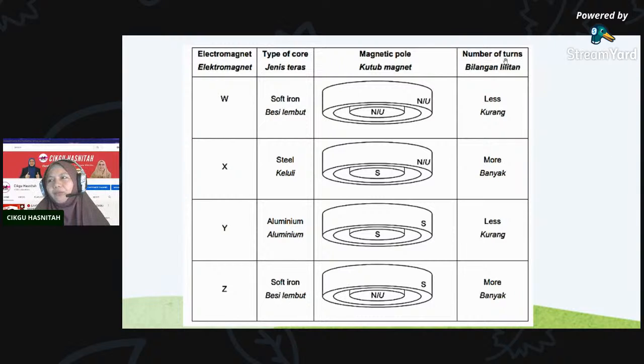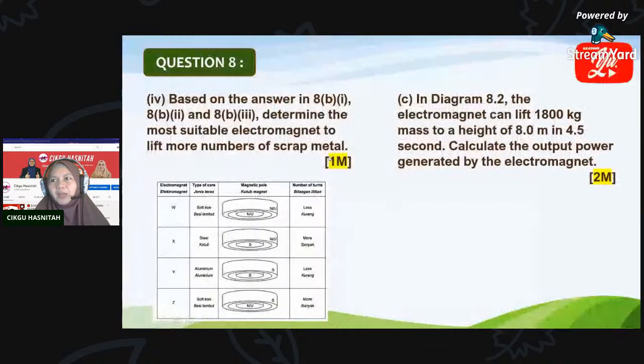And then number of turns, we choose more. So this one X and Z. So we have 3 votes for Z. It fulfills all 3 characteristics. So which means the most suitable electromagnet will be Z. Okay, so we choose Z. It is made of soft iron, opposite magnetic pole, and it has more number of turns. Okay, C. Now question C.